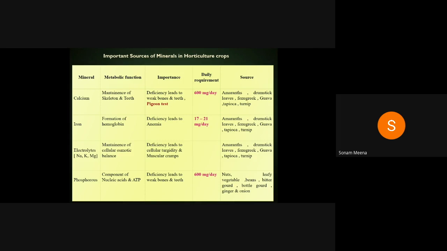Next, this is the important source of minerals in horticulture crops. You have to learn this RDA, recommended daily requirement: calcium 600 milligram per day, iron 7 to 21 milligram per day, and phosphorus 600 milligram per day. And calcium deficiency leads to pigeon test.